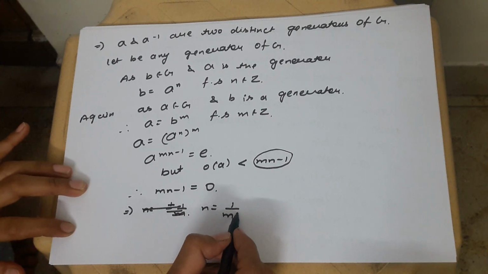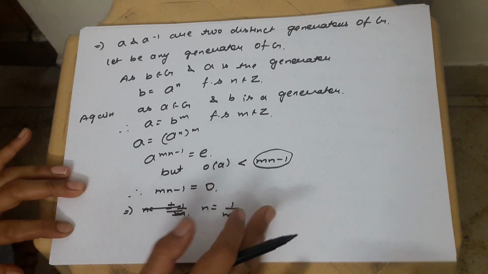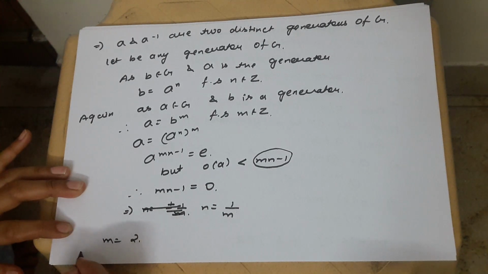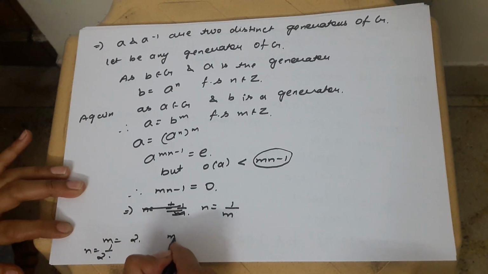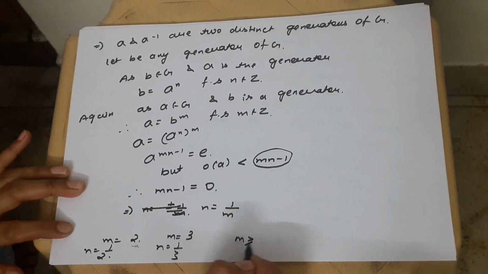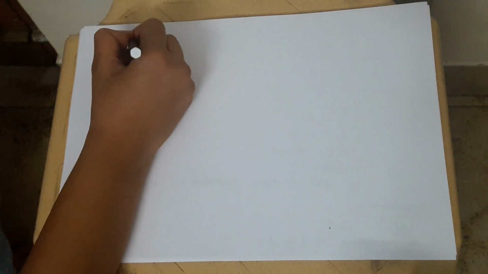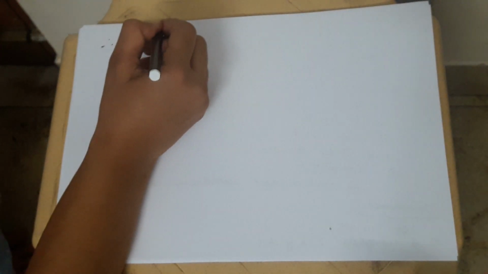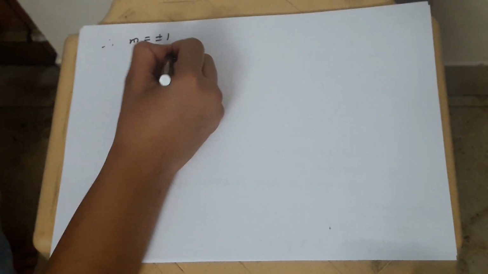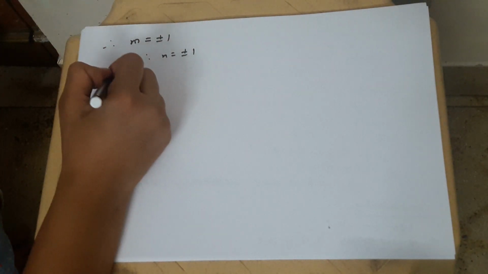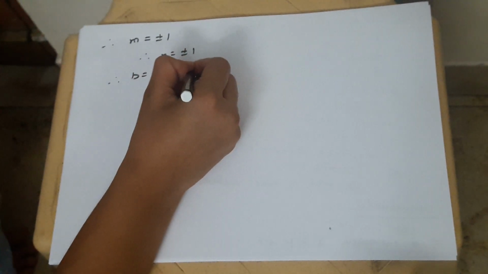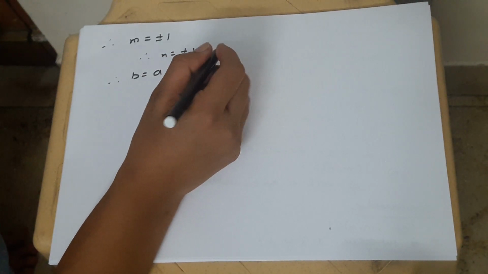Now, if I substitute any value for m apart from 1, like m equal to 2, I get n equal to 1 by 2. If I substitute m equal to 3, I get n equal to 1 by 3. So for any m greater than or equal to 2, we get n as a fractional number, not as an integer. Therefore, m must be equal to either plus or minus 1. Therefore, n will be equal to plus 1 or minus 1. Therefore, either b is equal to a or b is equal to a inverse.